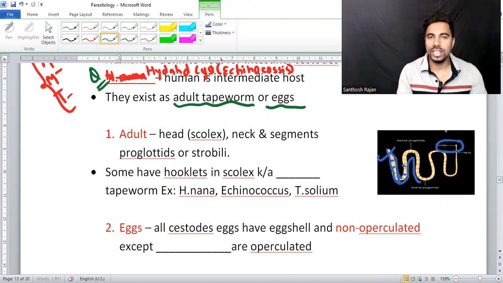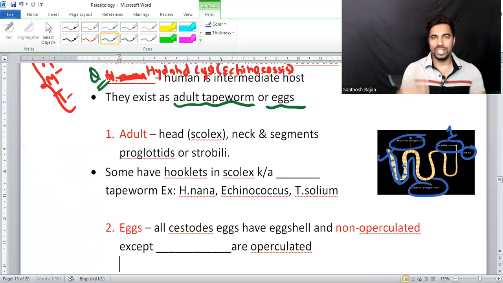The first part is the head, or scolex. This is the neck part, and then these are the proglottids or strobili. This is the gravid one, and these are the mature ones. You can see it in the stool, it is so big you can see it with your naked eye.